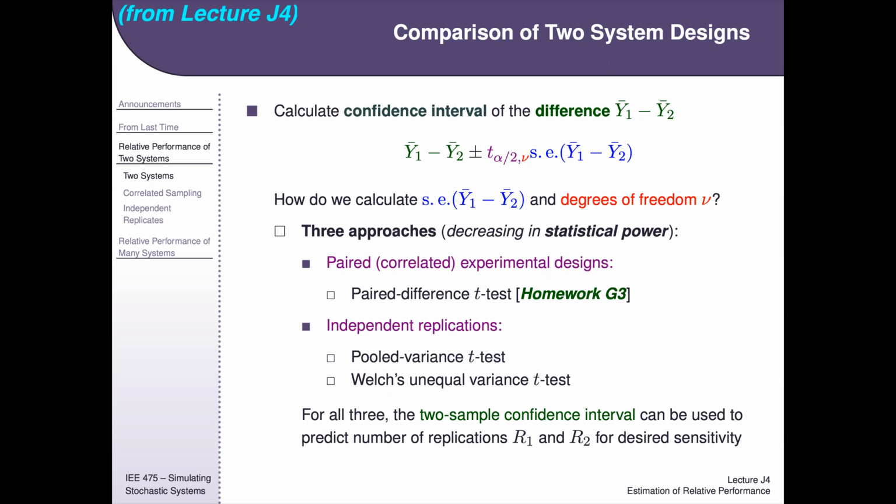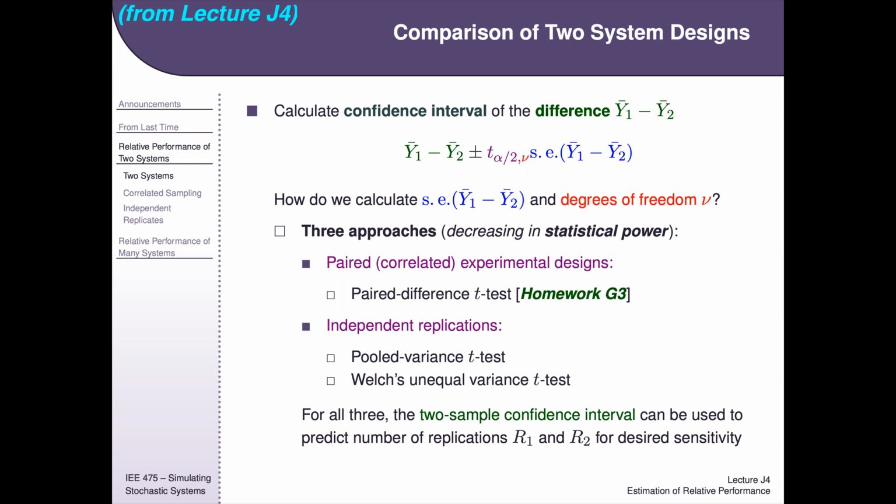The first way is kind of like homework G3, where it's a paired design. I'll show that here in a second, but we're basically going to run the same input into both models and look at the outputs that are paired up for each input, and then look at those differences. If we can't run the same inputs into both systems, so we're going to run different inputs into both systems, then we have to use a different formula for the degrees of freedom and the standard error of the mean.